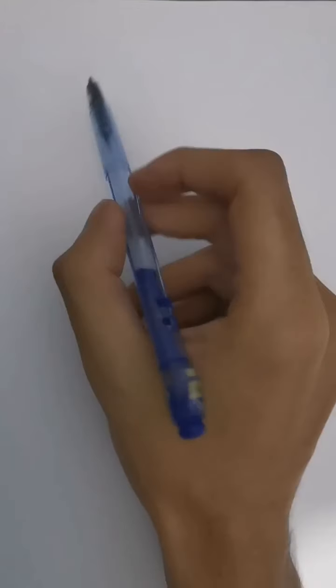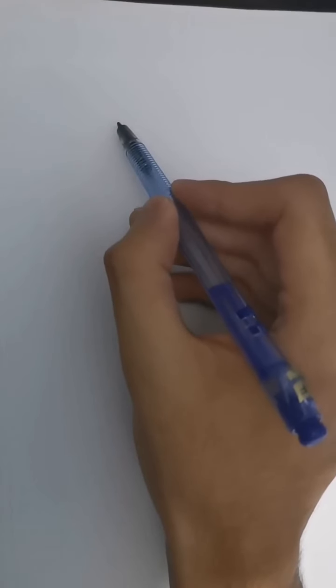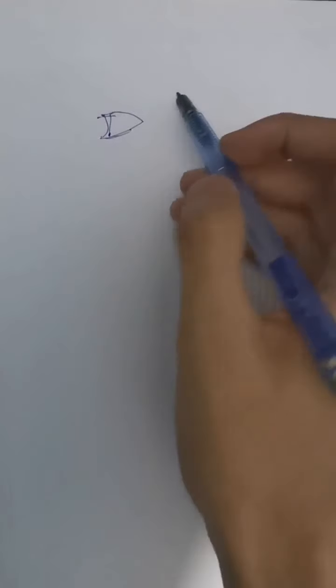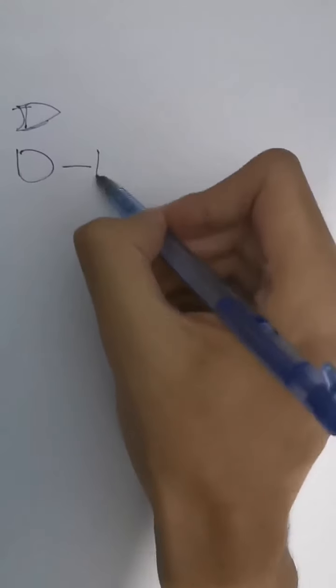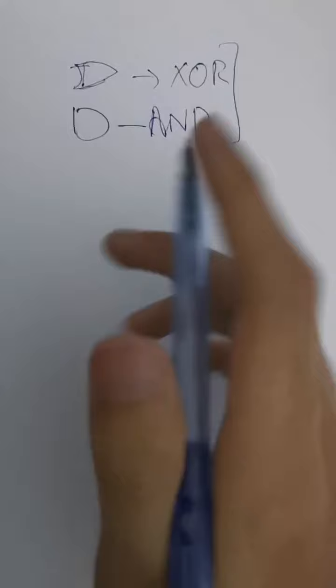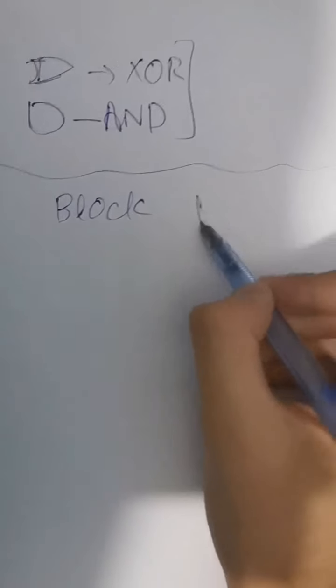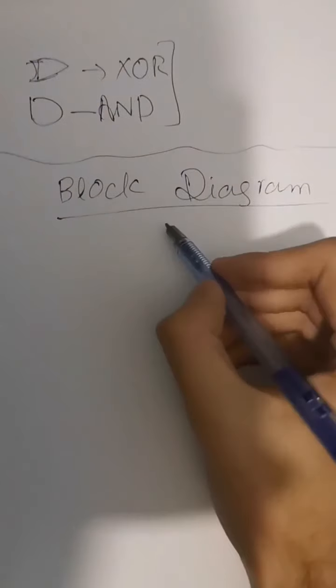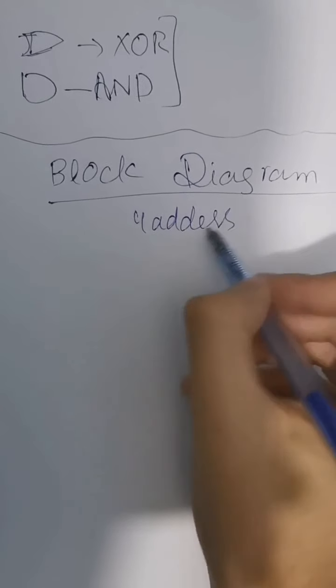So now the last thing we're gonna do is drawing its block diagram, okay? So for the block diagram, we're gonna make the gates. So we have the XOR gate, we have the XOR gate, and we have the AND gate. We're gonna have to combine these. So for the block diagram, let's just say we have the block diagram here for all of the circuits that we learned, for the 4 adders that we drew earlier.